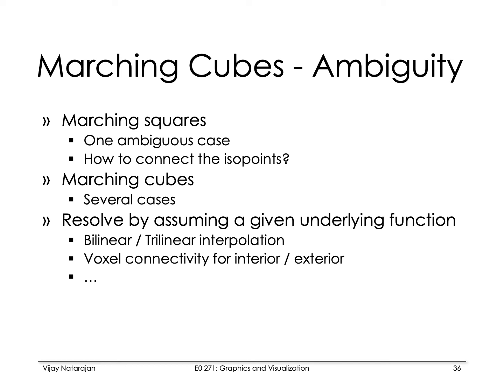Often the solutions for this ambiguity problem were resolved by assuming some underlying function, for example, bilinear or trilinear interpolation, or some assumption about the connectivity of the voxels, either in the interior of the isosurface or the exterior of the isosurface. In the reading, I have uploaded a survey on marching cubes that talks about the different proposed variants. This is just for additional reading, not the primary reading.